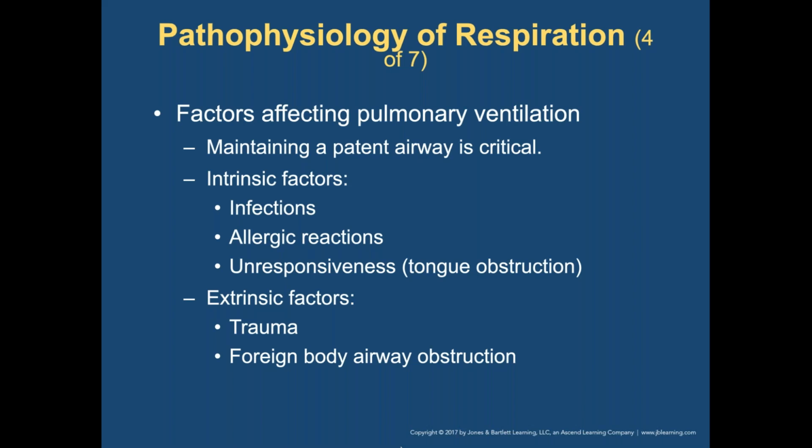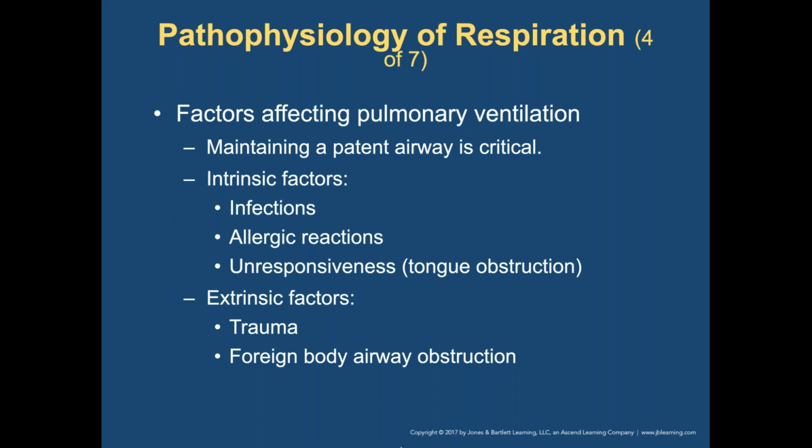All right, factors affecting pulmonary ventilation. Maintaining patient airway is critical. Intrinsic factors that can cause airway obstructions are infections, allergic reactions, unresponsiveness, especially the tongue, right? Like I said, when you have a patient that's completely unresponsive, they lose that muscle tone, their tongue gets in the way, and now you've got a physical barrier stopping airflow from getting into your patient's airway.